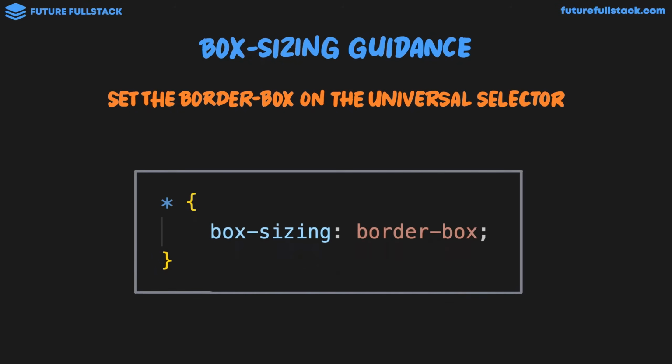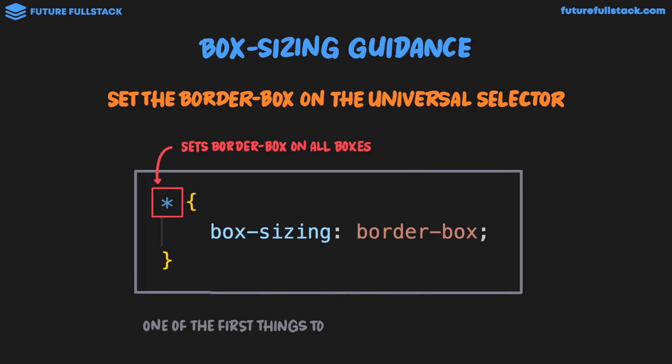As a reminder, the universal selector sets the border box on all boxes. So in other words, every single element will have border box applied to it. And in fact, this is usually one of the first things to do in a new CSS document. Now, the reason we want to do this is because it's much easier setting values in CSS and knowing that those will be the total values in the browser. If we didn't change the box sizing to border box, setting values in the CSS, it would actually be a lot more complicated to know how the final dimensions of your elements will look in the browser.